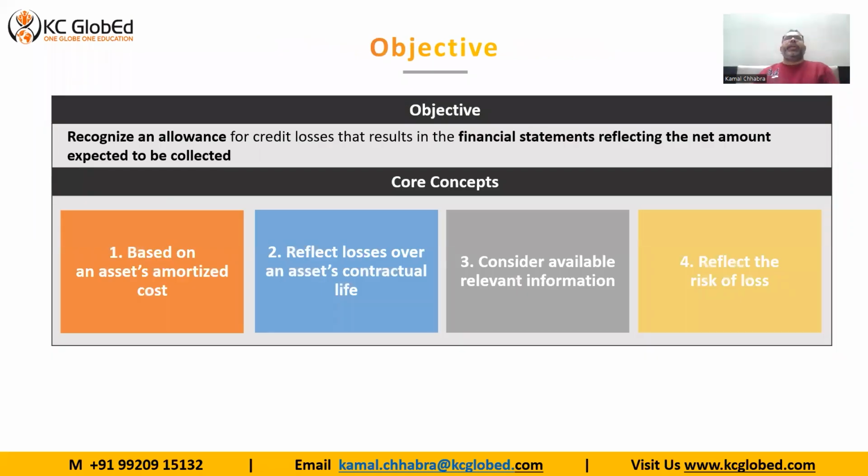Now jump into the main topic, which is the objective of accounting standard ASC 326. Recognize an allowance for credit loss that results in the financial statement reflecting the net amount expected to be collected. So what does credit loss mean? In general, what do you mean by credit loss? As a layman, what do you understand by credit loss?